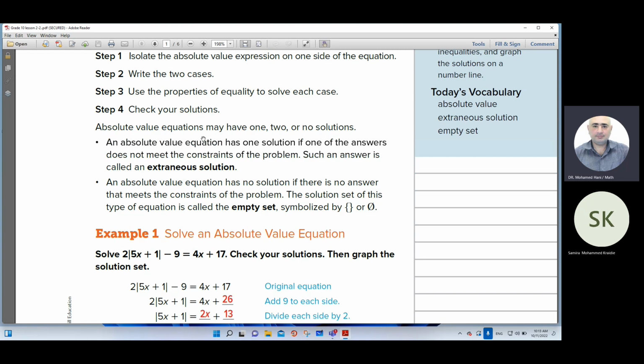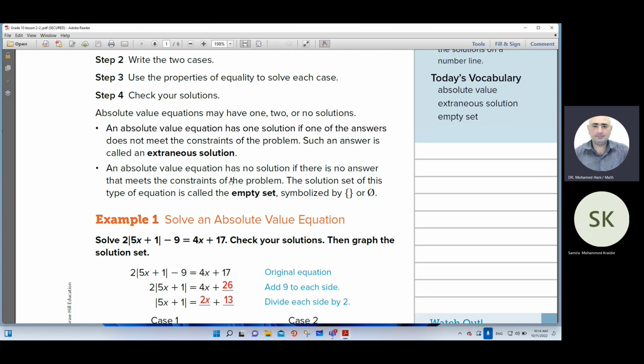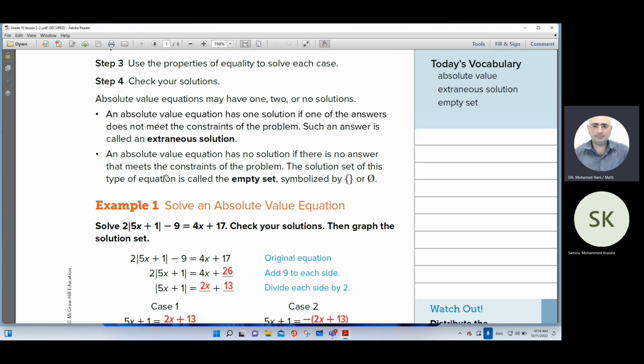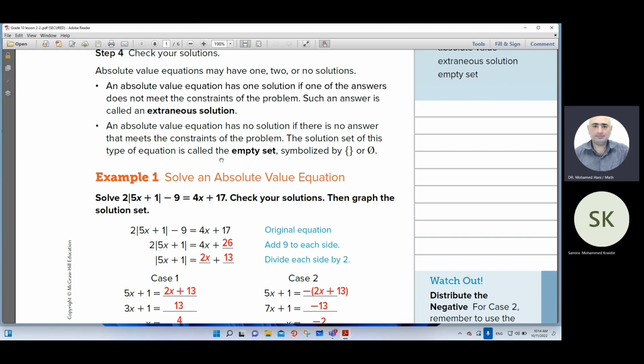Absolute value equations may have 1, 2, or no solution. Not one solution. Always 2 solutions or no solutions, okay? An absolute value equation has one solution if one of the answers doesn't meet the constraint of the problem. Such an answer is called an extraneous solution. An absolute value equation has no solution if there is no answer that meets the constraints of the problem. The solution set of this type of equation is called the empty set.